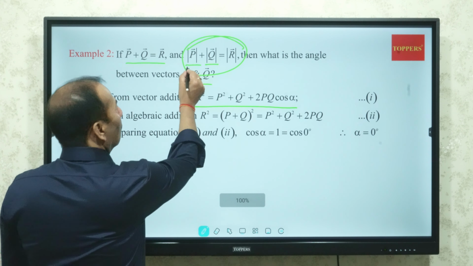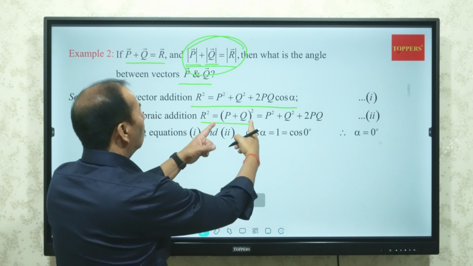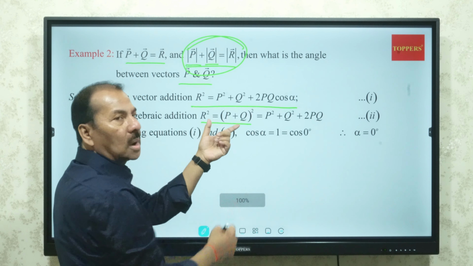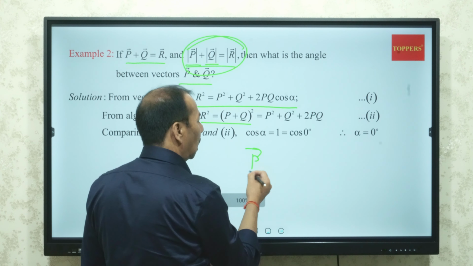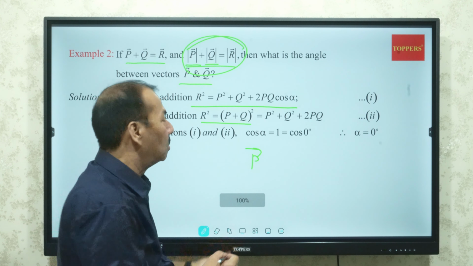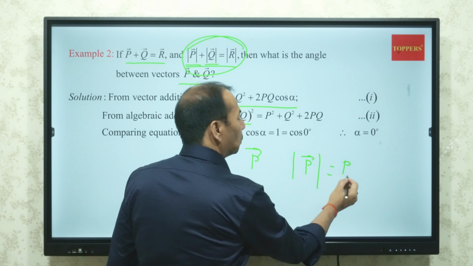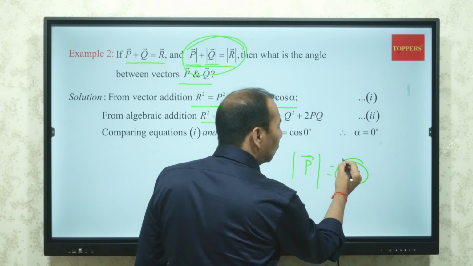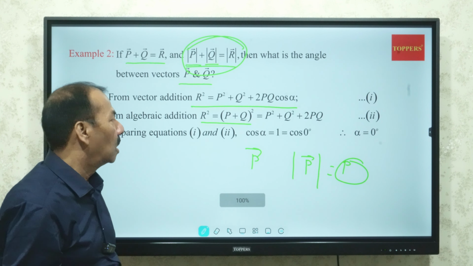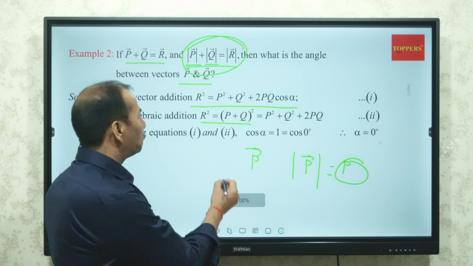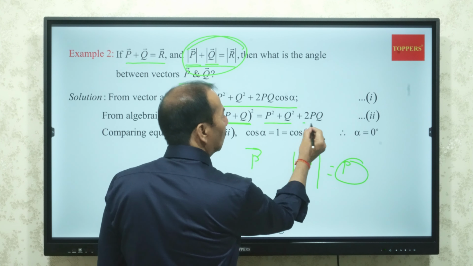So from here, if you square both sides, we will get r square is equal to mod of p plus mod of q whole square. That is the same as p plus q whole square, because if you want to simply write the magnitude of vector p, you can write mod of p or simply p, since we have removed the vector notation, and that simply represents the magnitude of that particular vector. So r square is equal to p plus q whole square, that is p square plus q square plus 2pq.